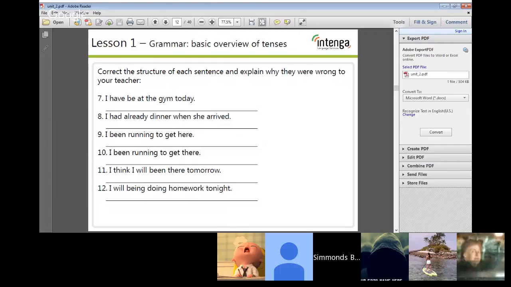I think I will be there tomorrow. I think I can make it to the meeting. Or, I think I will have been there by tomorrow means, maybe this afternoon I can go and I will be there.